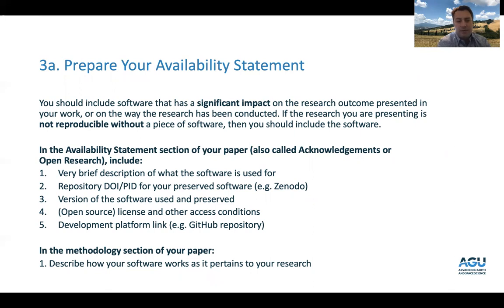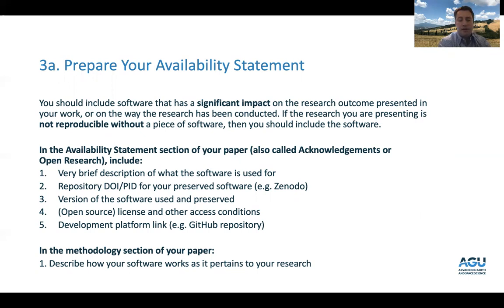These other items here, going down the list: providing a brief description of what the software is used for. The other thing is a persistent identifier that you use when you're depositing your software in a repository. So another example here is Zenodo. It offers a DOI that you can link to, the version of the software, a license. We mentioned that earlier, it is very important for people to understand if they can reuse your software. And then other access conditions.